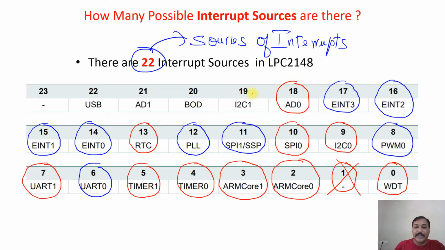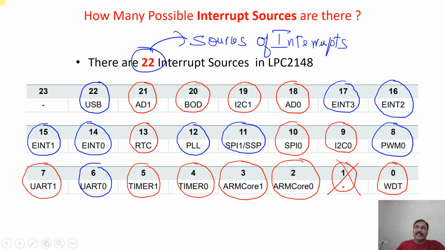ADC 0 is 18. I2C 1 is 19. Brownout detect is 20. ADC 1 is 21. Last but not the least is my USB interrupt. So there are 22 interrupts in total available in LPC2148. Each interrupt has a unique interrupt control SFR. There are ways in which you need to use that particular SFR in order to process the interrupt of that particular peripheral. But in general, there are 22 SFRs available in LPC2148.